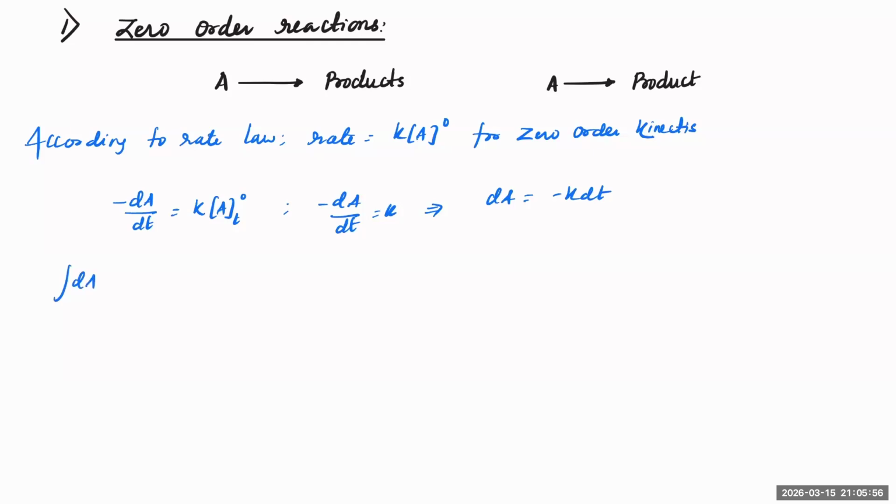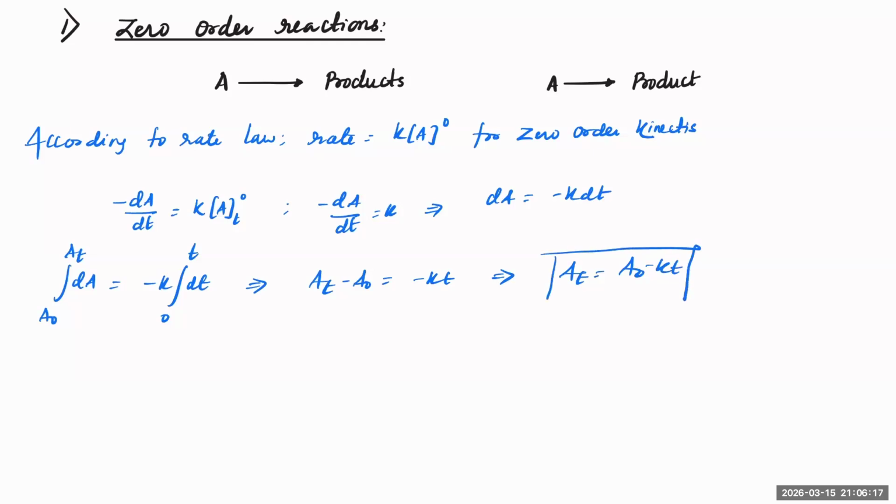If I integrate dA, initially it started from A naught and goes all the way to AT. That is equal to minus K into the integral from 0 to t of dt, which makes it AT minus A naught equal to minus KT, which can be written as AT is equal to A naught minus KT. So this is the expression for zero order kinetics. You can express the concentration at time t in terms of initial concentration and time taken.